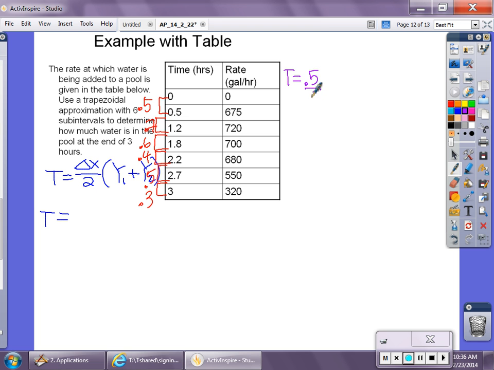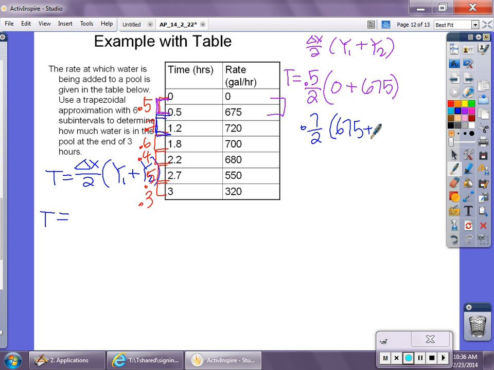is 0.5 over 2. Remember, delta x over 2, y1 plus y2. So there's my first width. That's this guy right here. And then y1, y2 would be these y values. My next one, which was 0.7 over 2. My next one would be 675 plus 720, which would be these two. My next one after that was at 0.6. And those y values are 720 and 700.